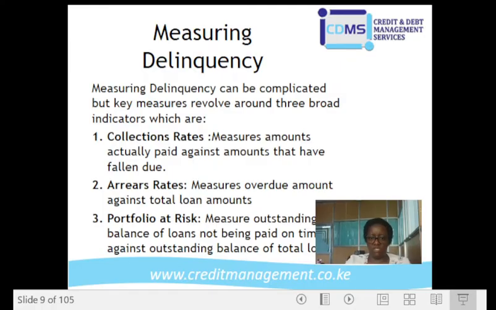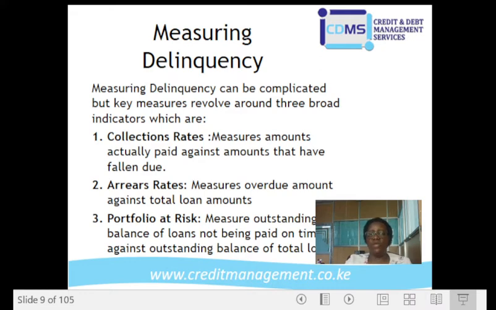We measure it in 3 ways. And there are 3 indicators of delinquency that we can use to measure our delinquent position as an institution. And one of them is what we call the collection rates. And these collection rates, how do we do it? We measure what we have collected from customers, or what has been paid by our customers, against amounts that have fallen due.